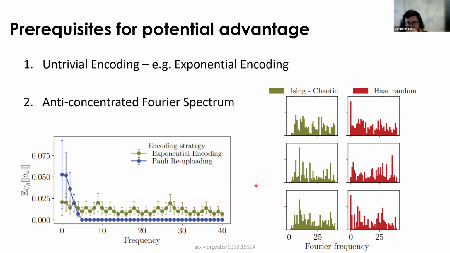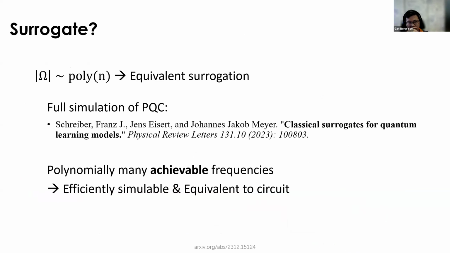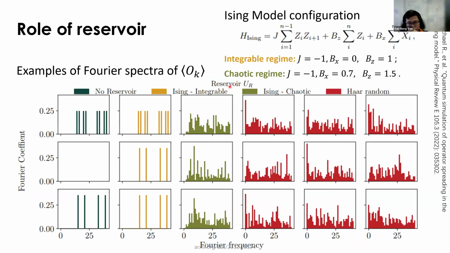Sorry, actually, I have a question over here. How do you generate a Haar random reservoir, by the way? Do you just generate a Haar random matrix and then apply that?